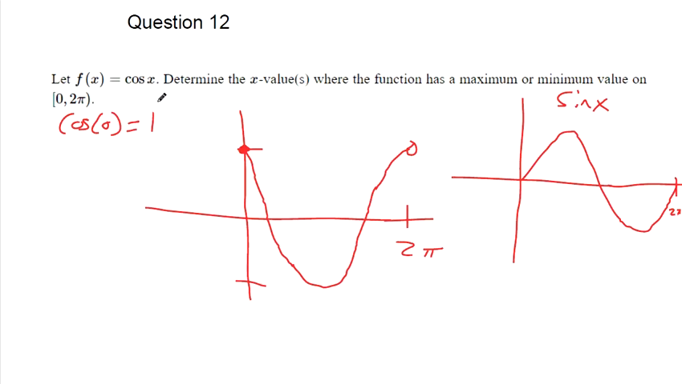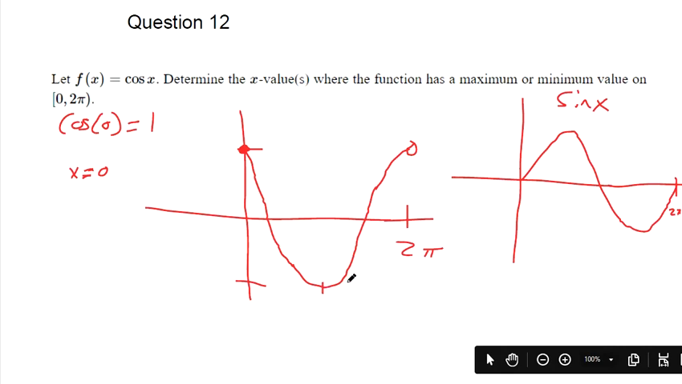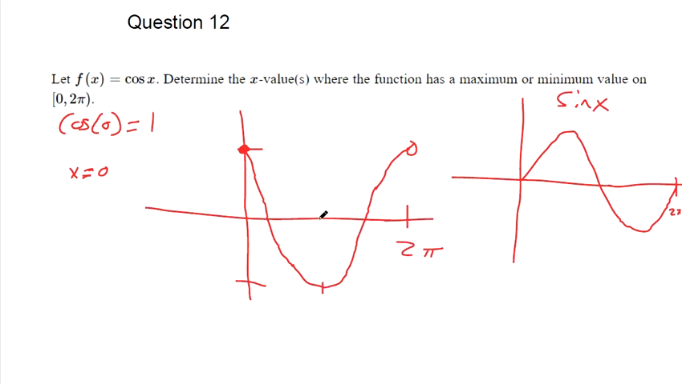So where does it reach its maximum value on this graph? At cosine of 0. So at x equals 0, it's reached its maximum value. And then where does it reach its minimum value? Its minimum is directly between 0 and 2 pi. So that would be 1 pi, right? So x equals pi, and Mobius wants you to type it in as capital P, lowercase i. That's where it's reached the minimum down here.